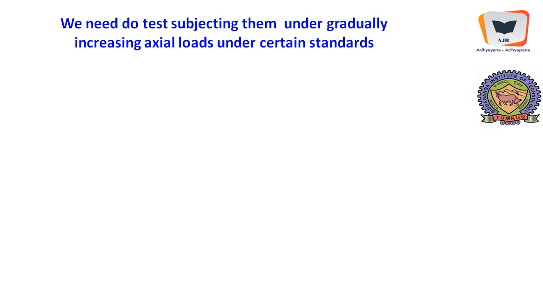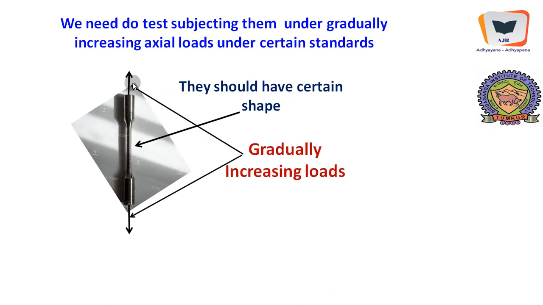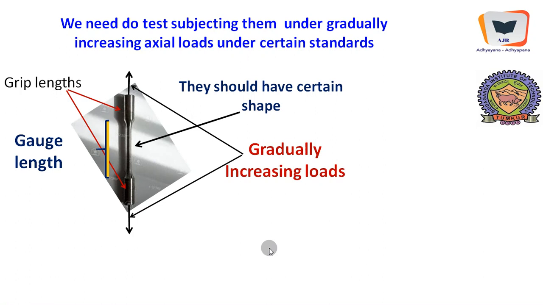under certain test standards. The material should be made into some kind of a form like this, with some kind of a shape like this, and this should be subjected to a gradually increasing axial load. This shape will have grip lengths, and these will be put into the jaws of the machine, that is typically a universal testing machine, and it provides a grip to hold the specimen in place. And the central portion is called the gauge length, where the strain is gauged, the strain is measured.